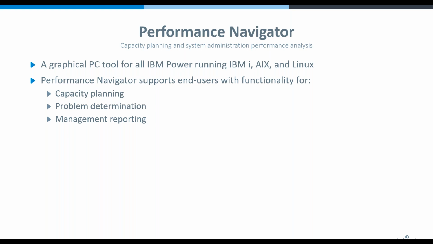So how do we do this, right? Performance Navigator. This is the tool that Help Systems has, and we spend our time on capacity planning, and of course the tool is also used by system admin people for management reporting and problem determination, right? So this product does a lot of stuff, but it is a graphical PC tool that looks at IBM i, AIX and Linux data all in one interface, right? At a high level, it looks at capacity planning, problem determination, and management reporting. But we'll focus today on the capacity planning piece of it. Tom, you can go to the next one.